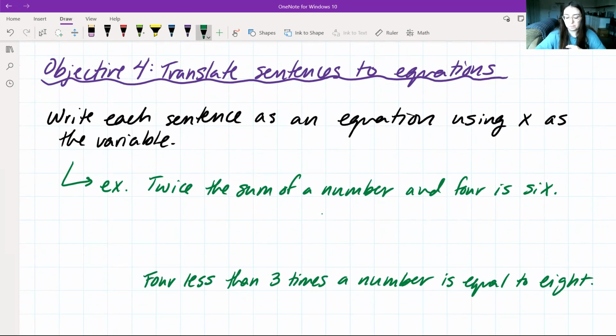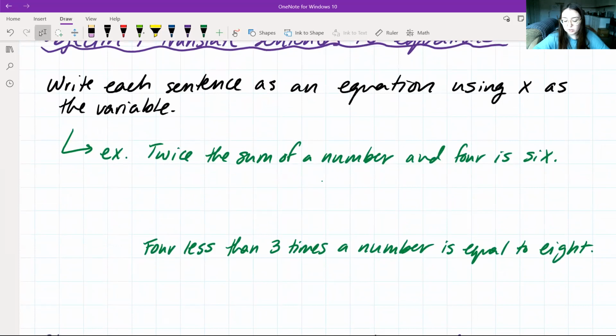Our first example is: twice the sum of a number and 4 is 6. There are definitely some things to identify here. We have twice, which means 2 times something. So twice is multiply by 2.